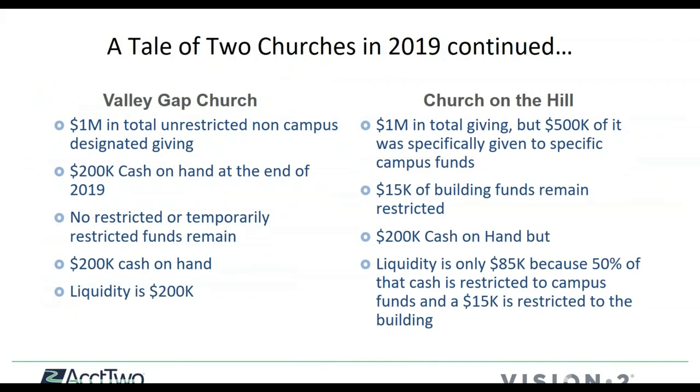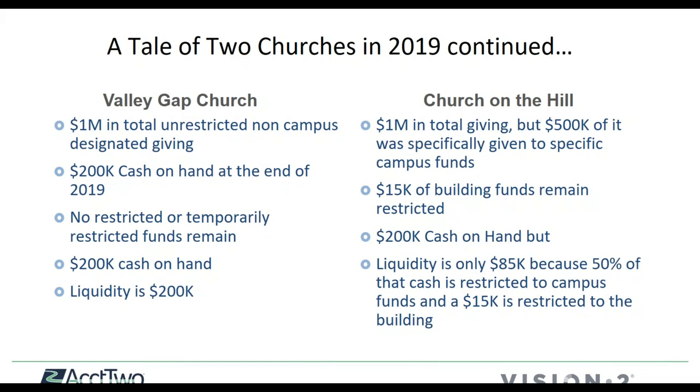So this is the capstone slide of our Tale of Two Churches. It's important because I wanted to talk through what happens if we don't do all of that setup work up front correctly. We've made sure that there's no way the giving could be classified as temporarily restricted to a campus in Valley Gap Church. So we end up with $1 million in total unrestricted, non-campus-designated giving. We have $200,000 in cash after operations in 2019. We have no restricted or temporarily restricted funds remaining, so we end up with $200K cash on hand and a liquidity of $200K.